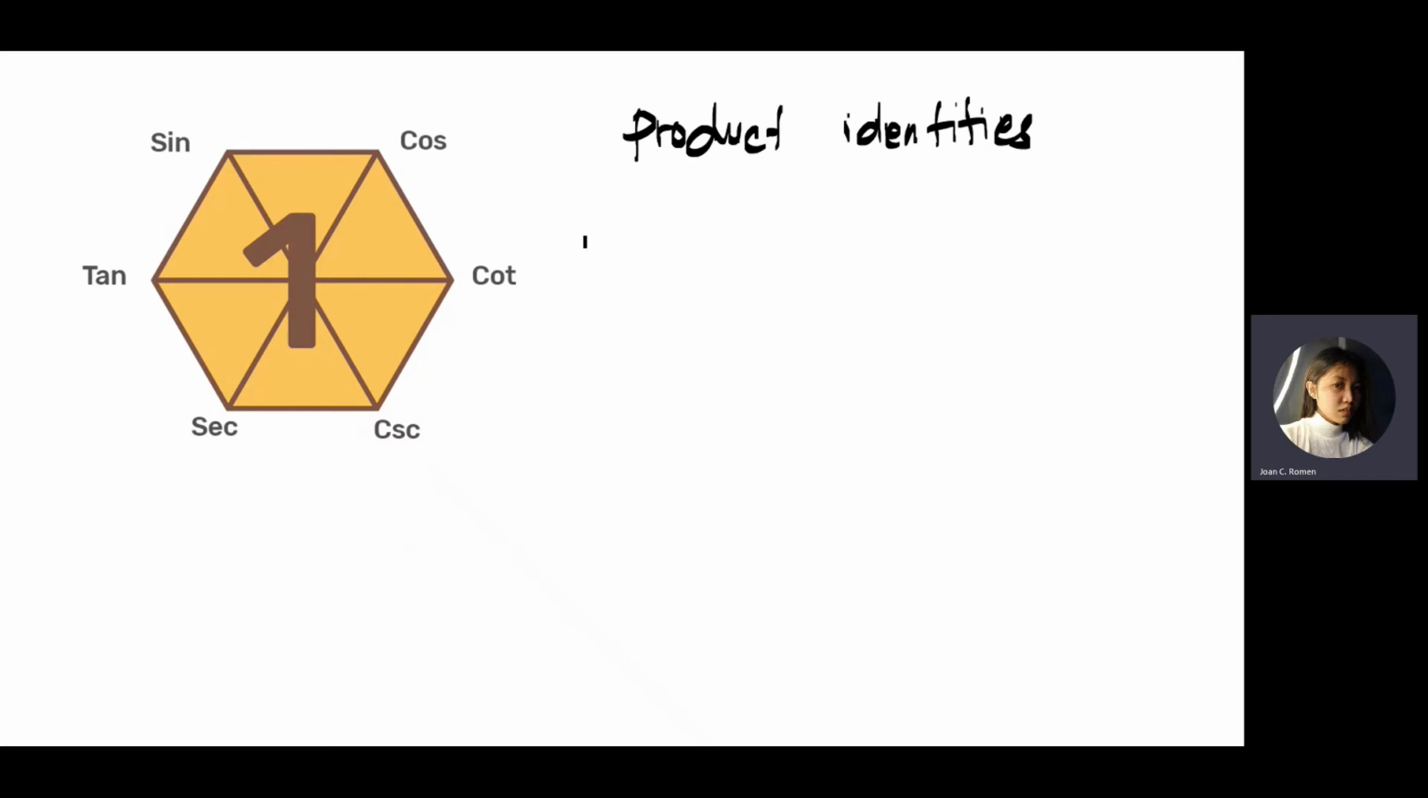And the next, for the product identity. For the product identities, in between. Okay? In between. That is what you need to remember. So for the product identities, sine, so this is tangent multiplied by cosine. Okay? So again, sine is equal to tangent multiplied by cosine.